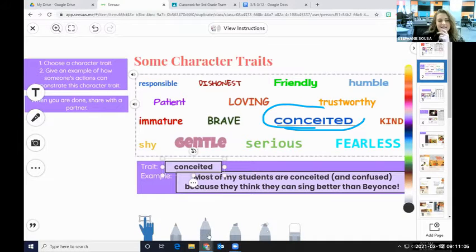All right, if you are not done yet, keep working as we're sharing, but we're going to listen to some classmates' examples of character traits and how the person could feel, act, say, or think in that situation, okay? All right, Terrence, what character trait did you select?